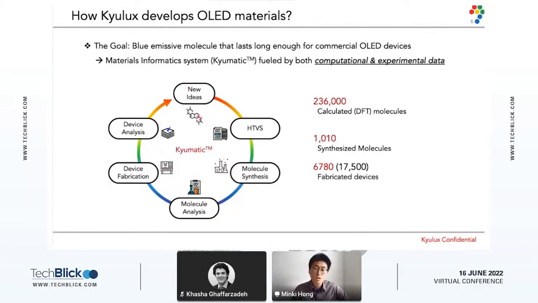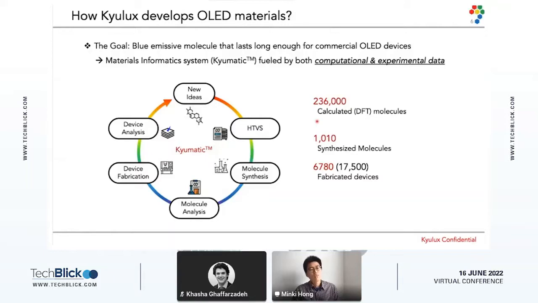When we have a new idea, we run a so-called high-throughput virtual screening using some computational methods. We select some of the molecules, actually synthesize and test them, and then we make the actual OLED devices and test them. All those experimental results feed back to the idea and become new ideas. So we have this sort of circulation of ideas.